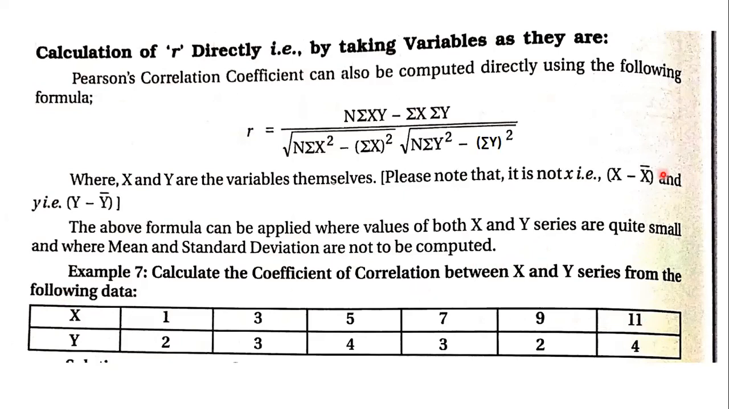Because if you apply the deviation method, it is quite lengthy. You have to find the deviations, that is x minus x bar, and then apply the formula. So if at all your data is very, very small, then you can understand that you are supposed to use this formula. Okay, now coming to the first question, x and y. So we are supposed to take the data directly from x and y.